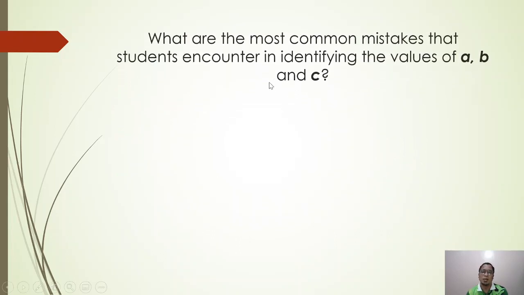So yung una po nating tanong dito will be, what are the most common mistakes that students encounter in identifying the values of a, b, and c? So karamihan ay kung ano lang yung nakikita, yun na kagad yung values ng a, b, and c. So dito sa una po nating i-discuss, our aim, para maliwanagan nga tayo kung ano yung values ng a, b, and c. Ano ba yung common mistakes na nagagawa ng mga estudyante, na encounter nila, nangyayari?